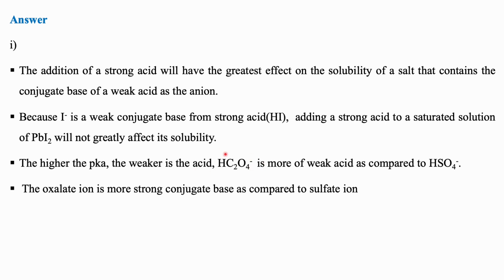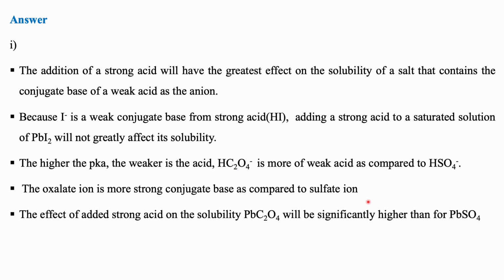That means this one will have a very strong conjugate base because it is a weak acid as compared to this one. So the oxalate ion is a stronger conjugate base as compared to the sulfate ion. That means the effect of adding the strong acid will be more on lead oxalate as compared to lead sulfate. So then we can go to II.